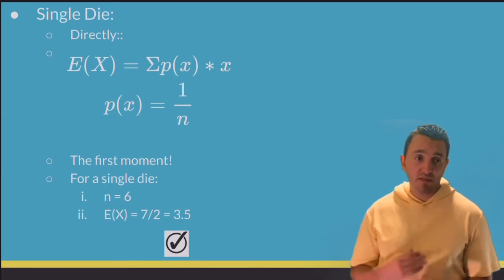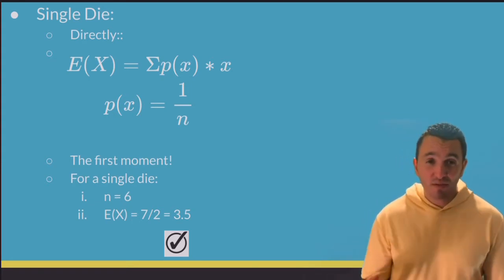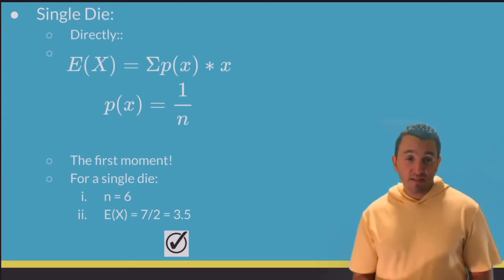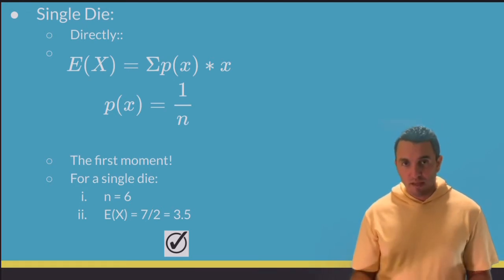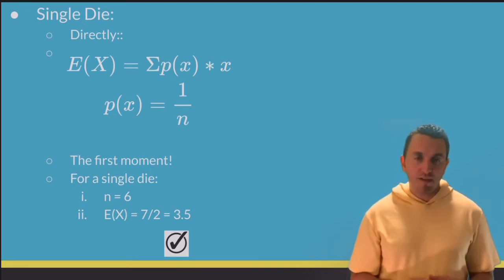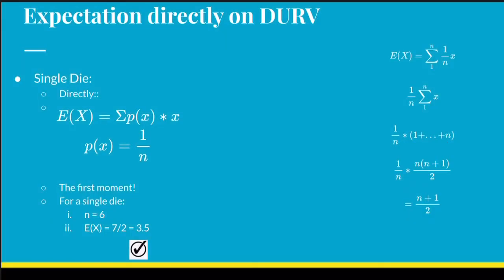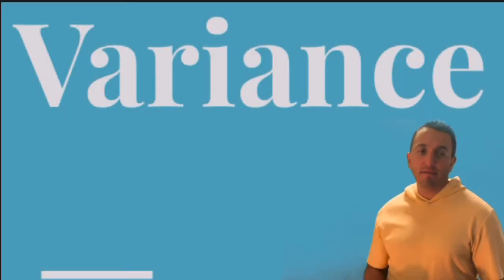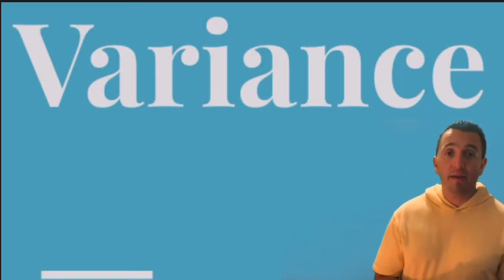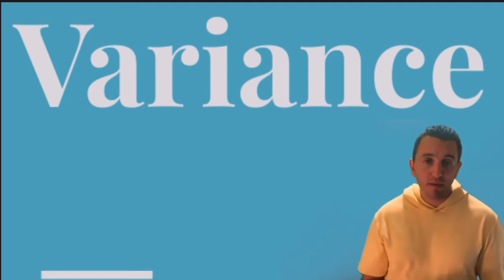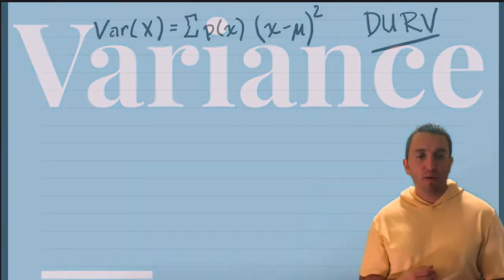We're just going to see if this checks out, right? So for our single die, which has 6 faces, n equals 6, so 7 over 2 is 3.5, which is what we calculated directly. So this checks out, and we think we did this correctly, right? Okay, now we're going to calculate the variance directly on the discrete uniform random variable. So again, same thing, we're going to go to our whiteboard.